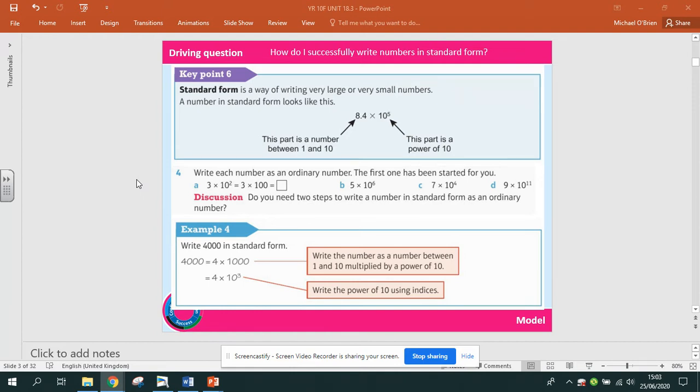So it always looks the same. It always has a decimal number at the start, which only has a number in the ones column, and then decimal places after that, and a power of 10 written after it.